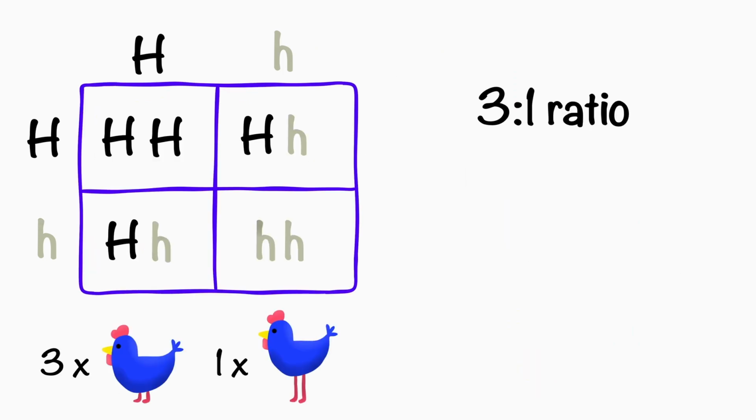Looking at the phenotypes, we can see that three of the offspring will have normal legs, while one will have long legs. This gives us a 3-to-1 ratio of normal to long-legged offspring in this generation. Now, if two of these offspring breed together, what happens in the next generation? It depends on which offspring breed together.